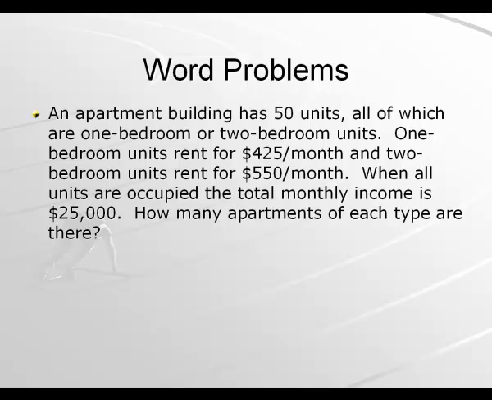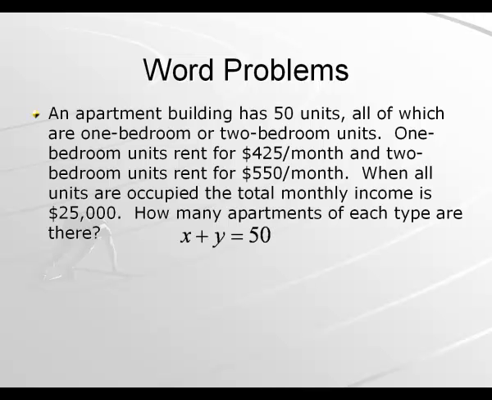Here's another word problem. An apartment building has 50 units, all of which are 1-bedroom and 2-bedroom units. 1-bedroom units rent for $425 a month, and 2-bedroom units rent for $550 a month. When all the units are occupied, the total monthly income is $25,000. Holy cow, I wish I made that much a month. How many apartments of each type are there?